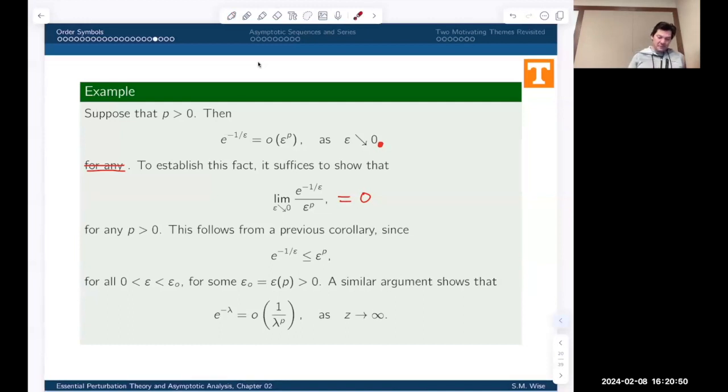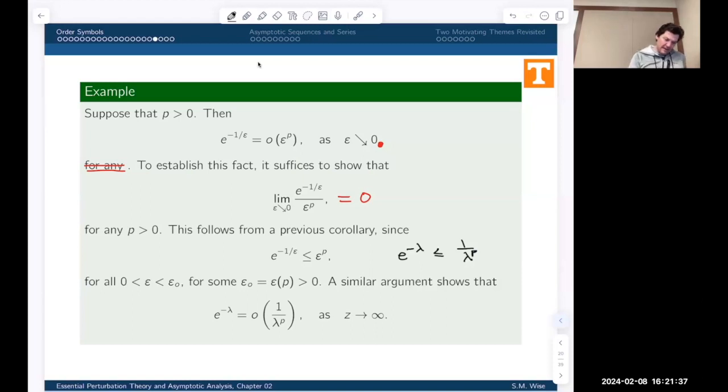Okay, so it follows from a previous corollary that, well, let's make sure it does, that e to the minus 1 over epsilon is less than epsilon to the p, right? So this we did show. Well, more or less. We showed it for whenever you have a large parameter. So what was the thing that we showed? We showed that for that large parameter case, it was e to the minus lambda is less than 1 over lambda to the p. Okay, right? So just replace epsilon with 1 over lambda and you have your result.